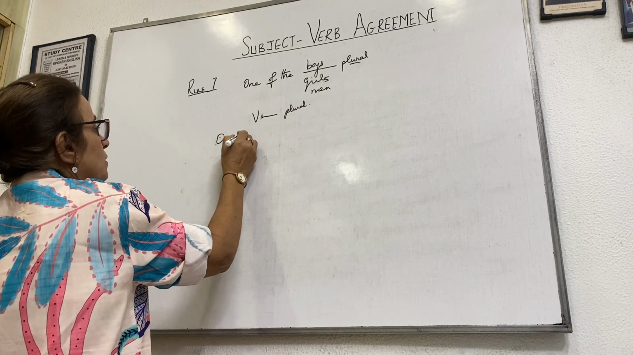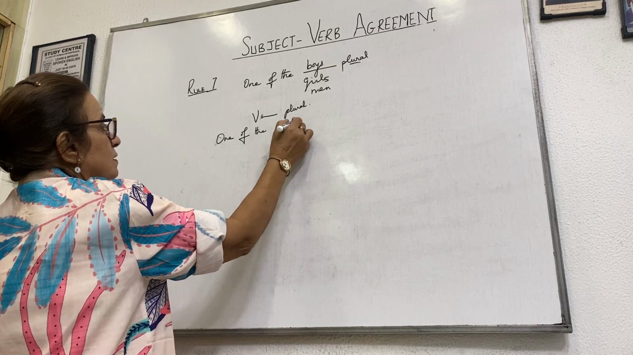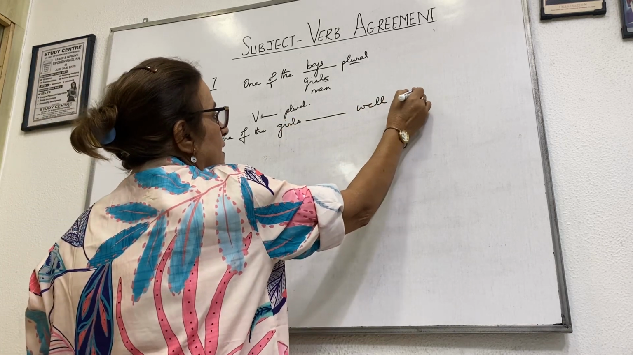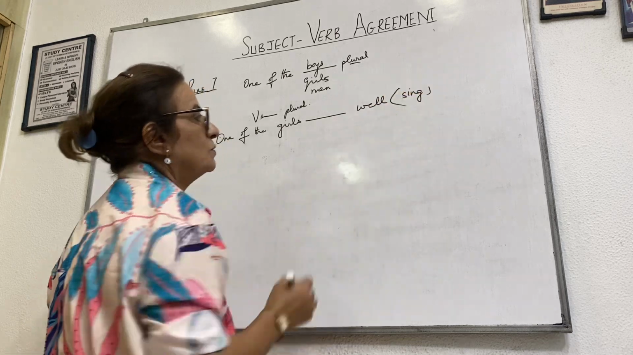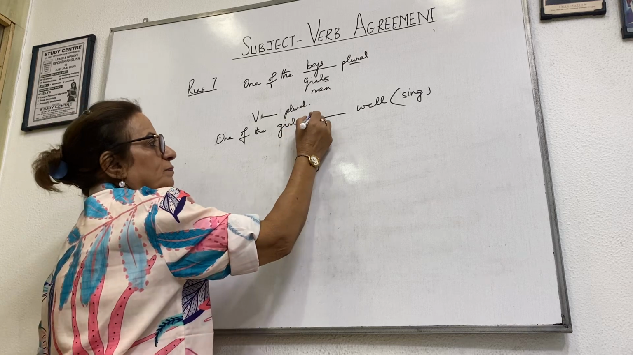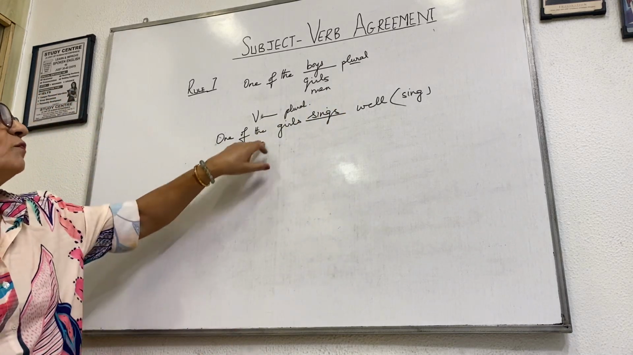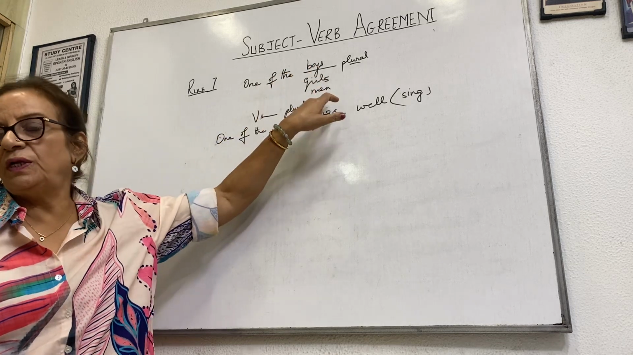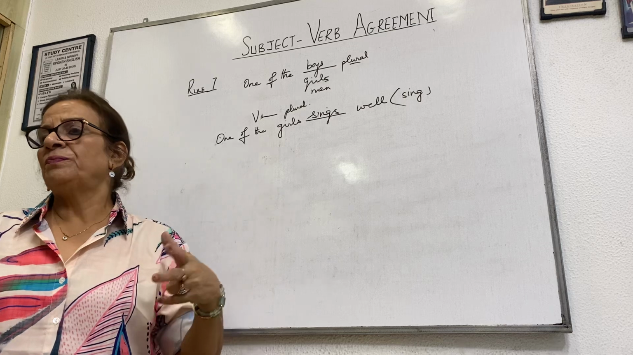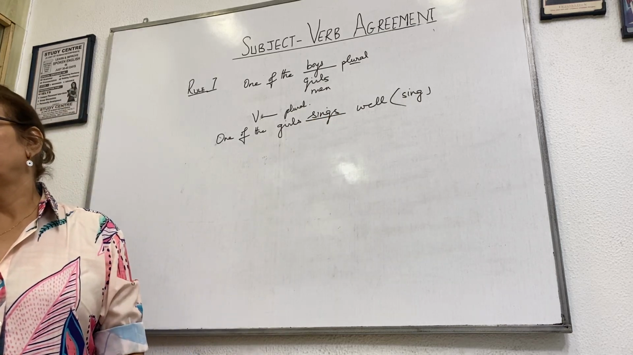One of the boys or one of the girls sings well, and the verb is sing. So one of the girls sings well. Okay, because when we use "one of the", we use with that a plural subject. Boys, girls, children, shoes, whatever. Okay, so the verb will also be plural.